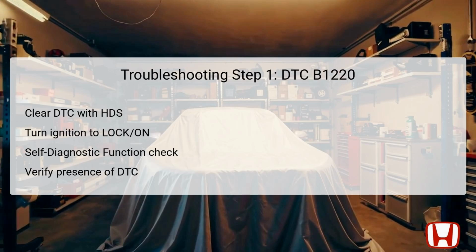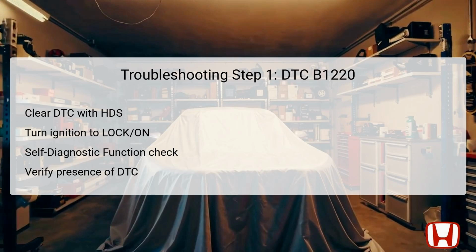The first step in troubleshooting DTC B1220 involves verifying the reported problem using the Honda Diagnostic System, HDS. Start by clearing the DTC, which resets the vehicle's onboard computer. After clearing, turn the ignition switch to lock, 0, and then back to the on 2 position. Alternatively, if the vehicle features an engine start-stop button, press it to select the off mode, then switch back to on. Following this, perform the self-diagnostic function with the HDS or the climate control unit, a crucial step that tests the HVAC system's components and confirms their operational status.